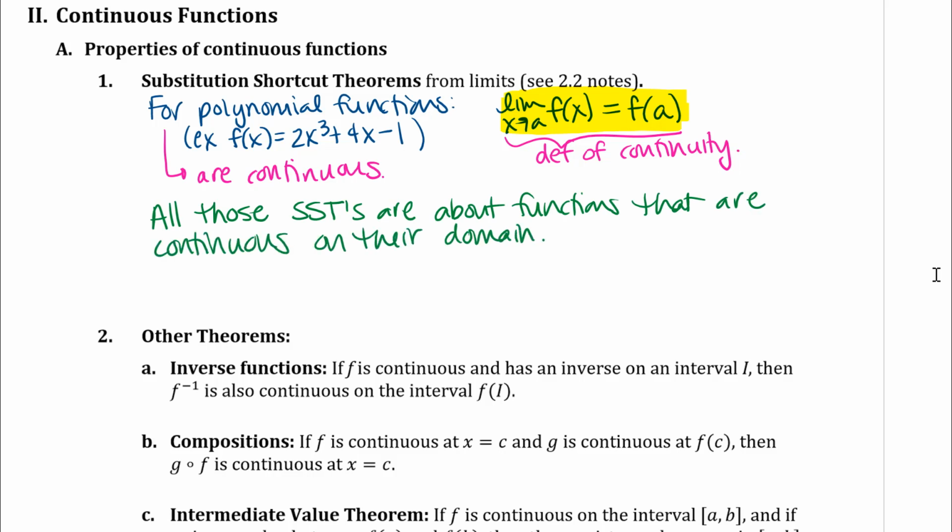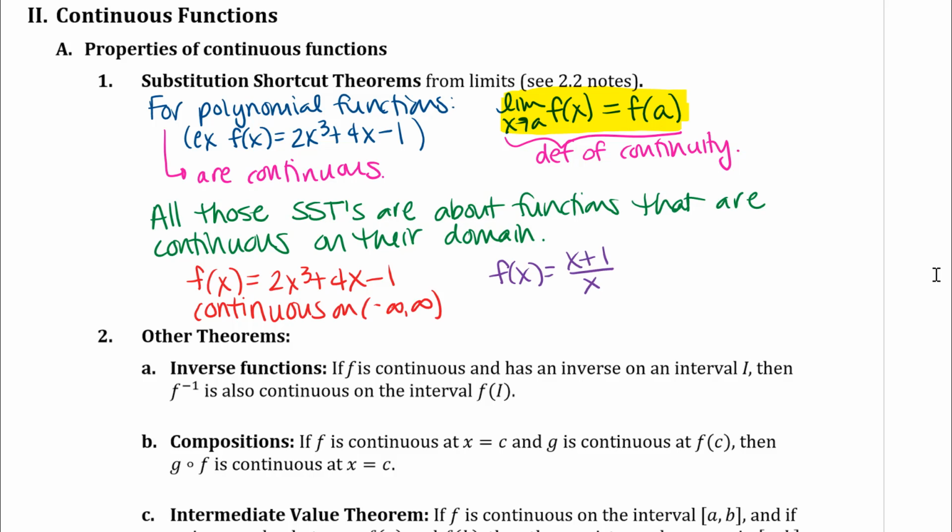So that means that when you are working with functions that fall into those categories that we have substitution shortcut theorems for, and you're asked about continuity of those functions, you're really just thinking about domain. For example, if you are thinking about a function like f of x equals our polynomial from above, because of that substitution shortcut theorem, that function is continuous on its entire domain, which is all real numbers. Or a rational function also is continuous on its domain, which would be all real numbers except 0.